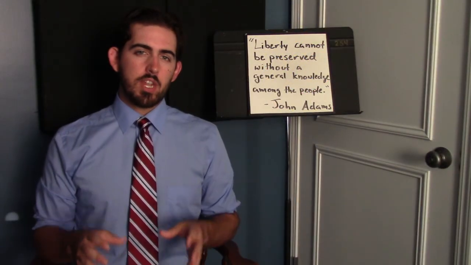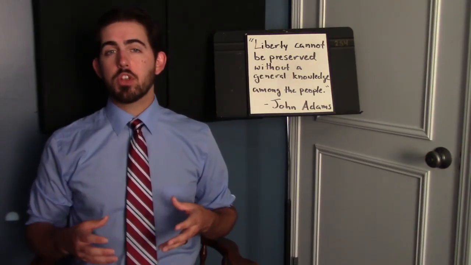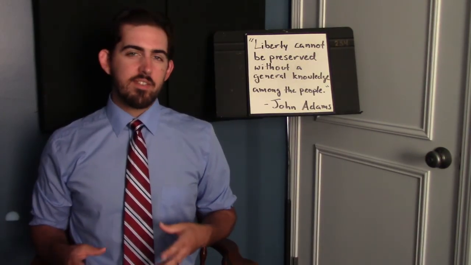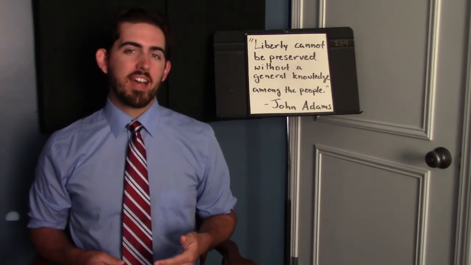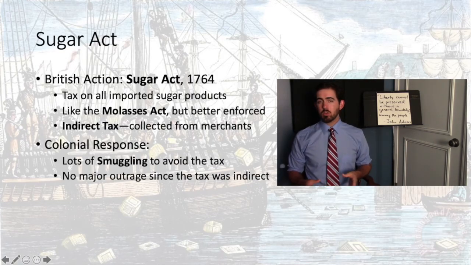But Britain also needed to raise revenues. Bringing home the troops was not nearly enough to solve their financial woes. So in 1764, the British government passed the Sugar Act, which placed a tax on sugar products imported to the colonies. This was actually pretty similar to the Molasses Act of a few decades prior, except this one was much better enforced. The tax was an indirect tax, collected from the merchant, but many merchants tried to avoid it by smuggling around tax collectors, and some became quite good at this.